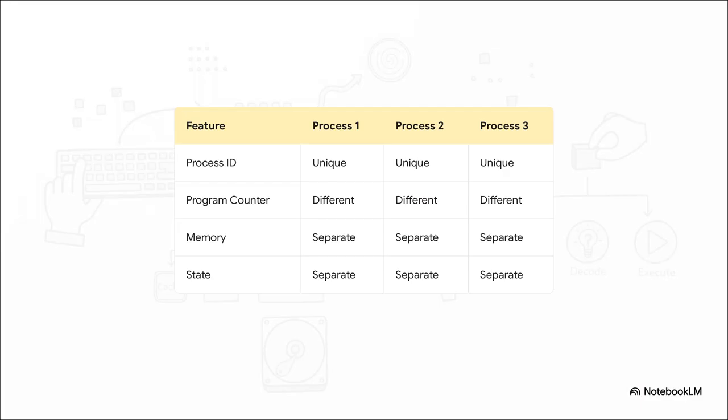Just look at this. We run one program, let's say a Postgres database, 3 times. What do we get? 3 totally unique processes. Each one gets its own ID number, its own to-do list, that's the program counter, and its own private workspace in memory. It's not one person juggling 3 jobs. No, it's like having 3 separate employees. Each one's got their own desk, their own notebook, their own coffee cup. They are completely independent of each other.